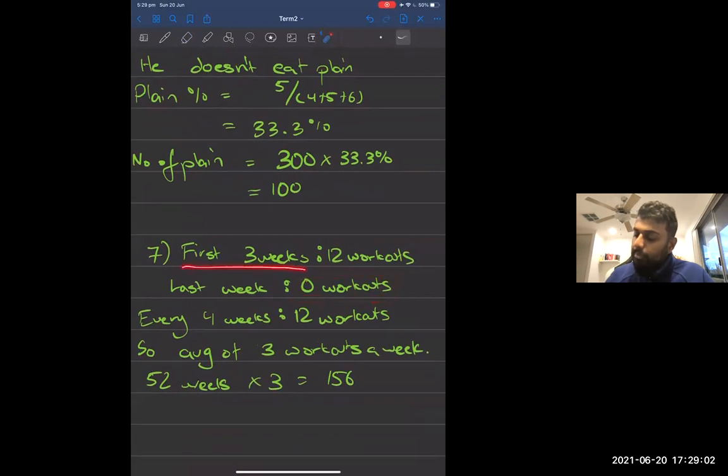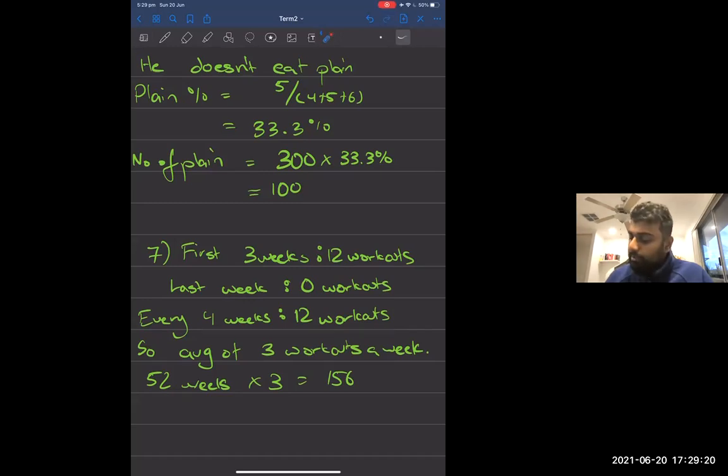So the first 3 weeks, 12 workouts. Last week, 0 workouts. So every 4 weeks, he'll work out a total of 12 workouts. Do you guys understand that? Everyone, all good?